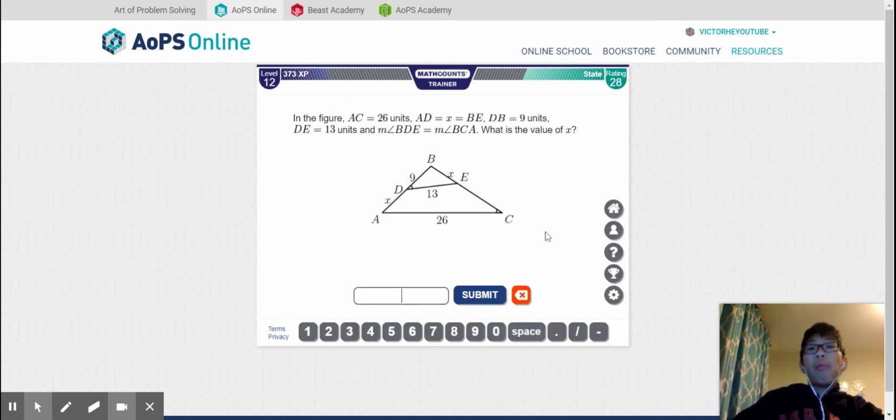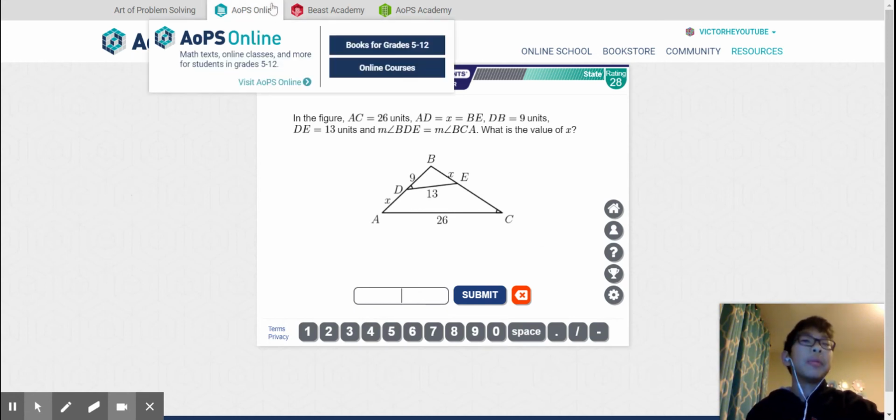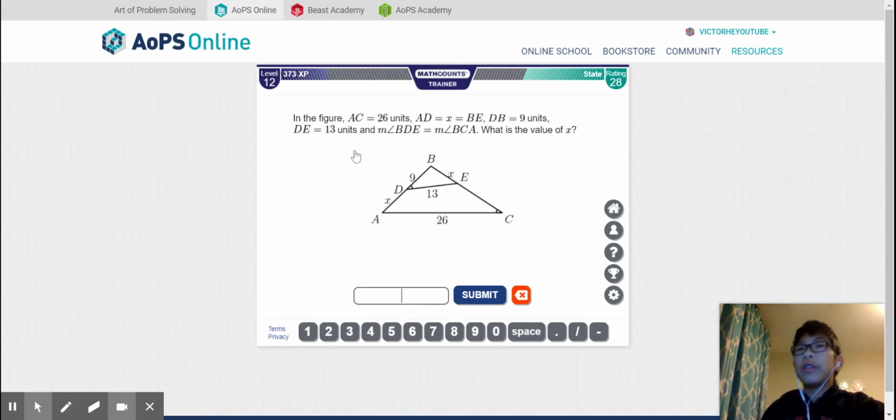It's basically the same, but we messed up a bit. I messed up a bit. Do you see? I've never done this problem before, so me messing up is a very high chance. Yeah. So next question. In the figure AC equals 26.